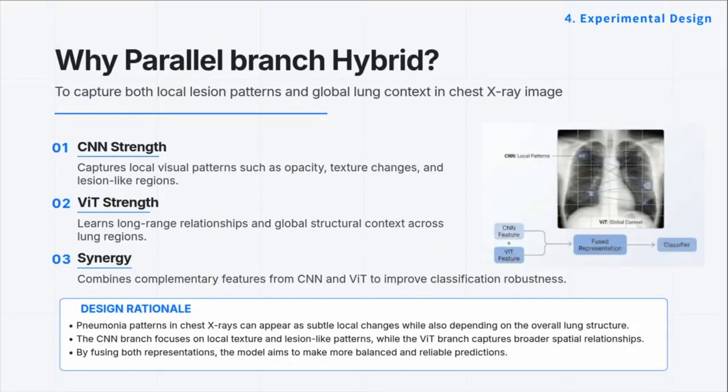This slide explains why we use the hybrid structure. CNN is effective for local lesion detection, but limited in capturing global long-range structure. In contrast, ViT is strong for global context learning, but less stable on small medical datasets. Therefore, we combine both approaches to achieve more balanced classification performance.